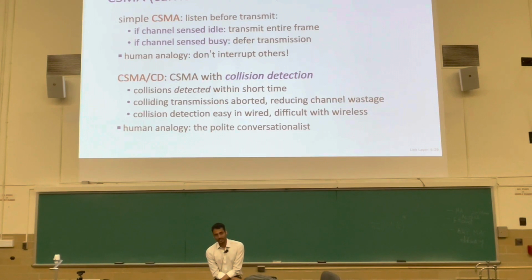So CSMA CD is carrier sense multiple access with collision detection. If you were applying carrier sense, transmitting only when the channel was idle, and still encountered a collision, which can happen because of propagation delays, then you are going to abort. As soon as you detect that a collision is happening, you abort the rest of the frame. There's no point transmitting a frame if you know that a collision has started happening. So you'll cut short your frame transmission. And after that, you're going to back off for a random amount of time.